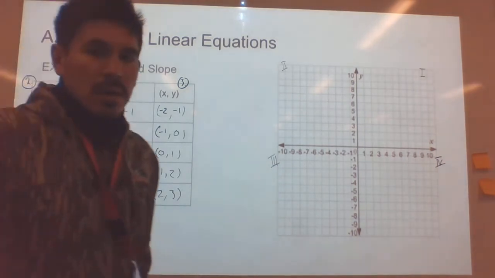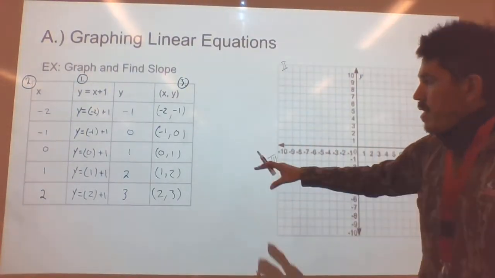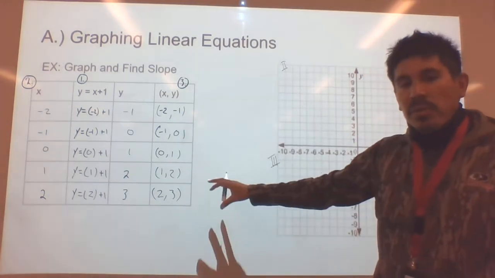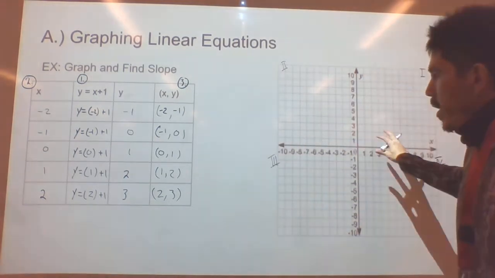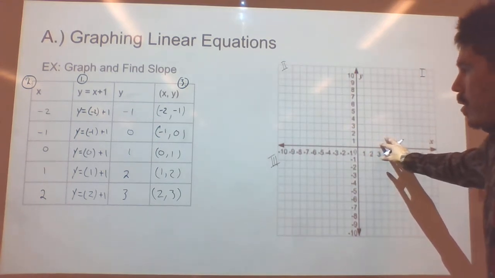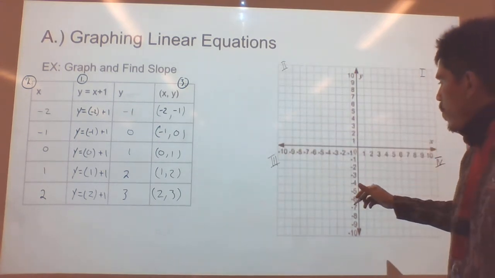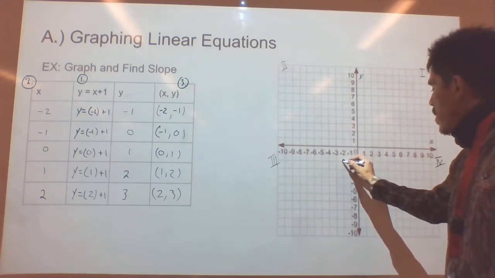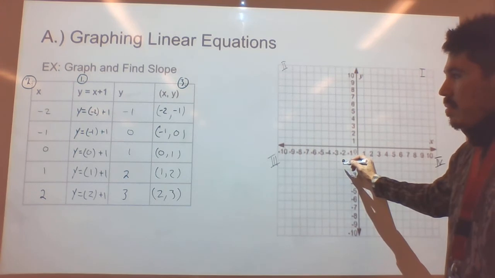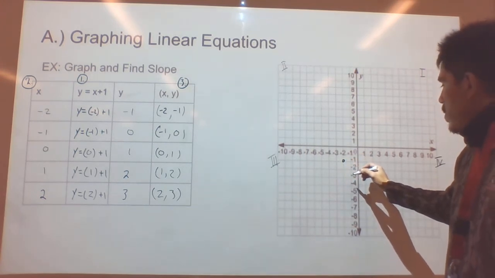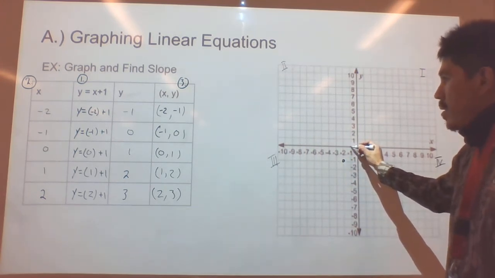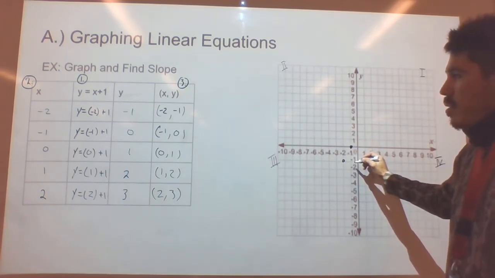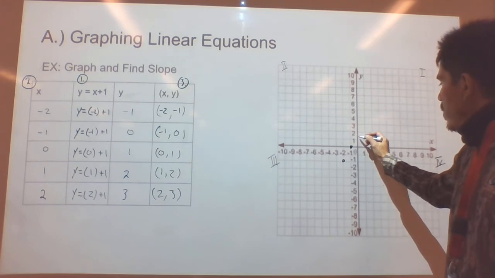Now we're at a point where we can plot our points. We learned how to plot points on a 2D plane, and that's what we're going to do now. The first one is -2 and -1, which is going to be there. My second point is -1 and 0. My third point is 0 and 1, which is going to be here.